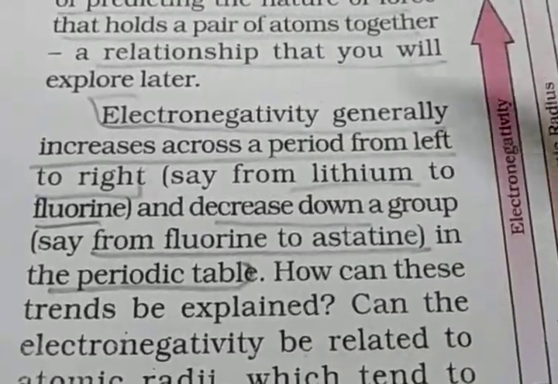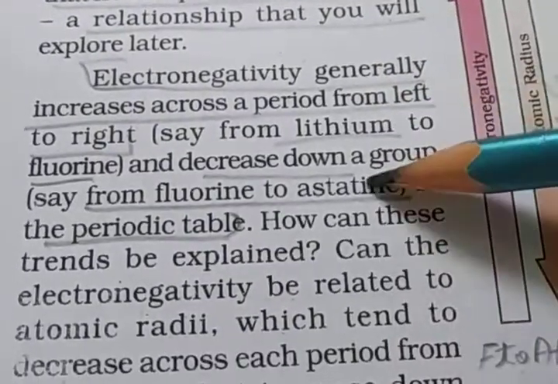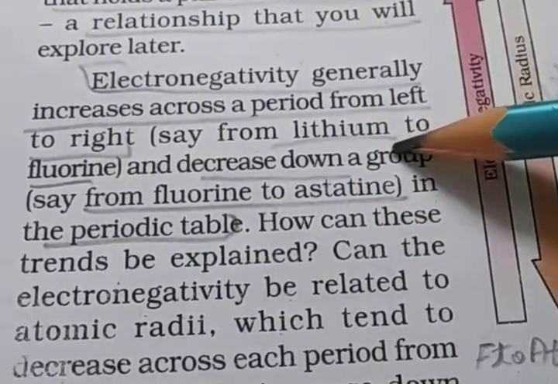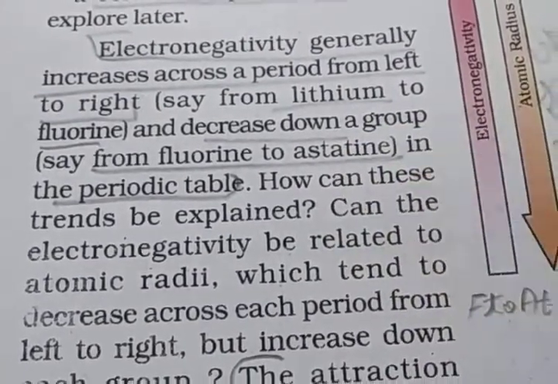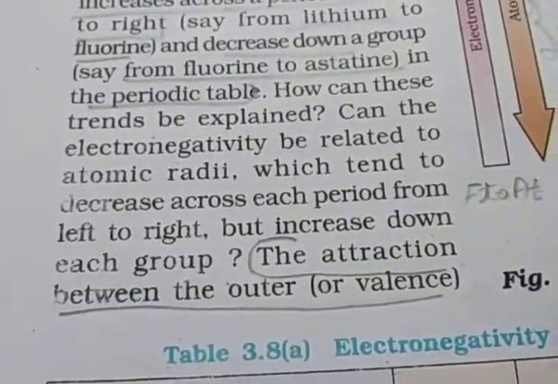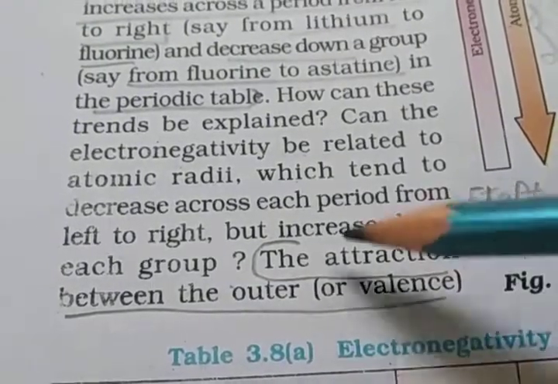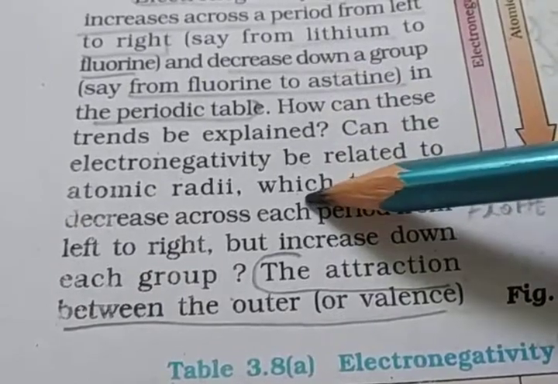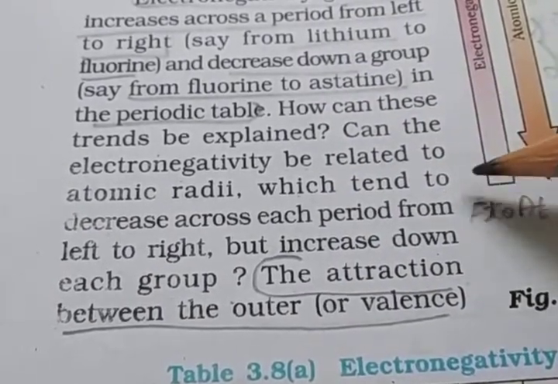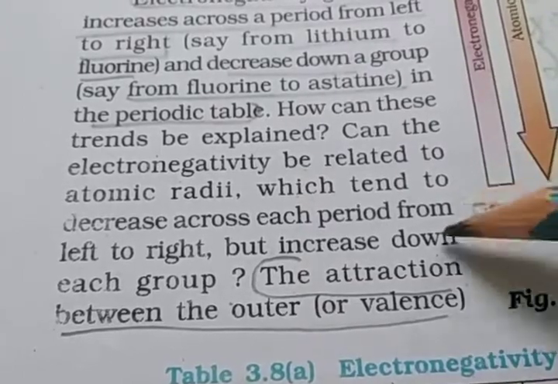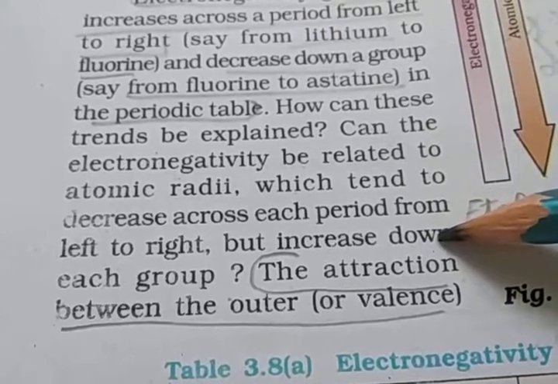Again I say, electronegativity increases across a period from left to right, for example lithium to fluorine, and decreases down a group, fluorine to astatine. Then, how is it possible? How can these trends be explained? And can electronegativity be related to atomic radii? Atomic radius tends to decrease across each period from left to right but increase down each group.